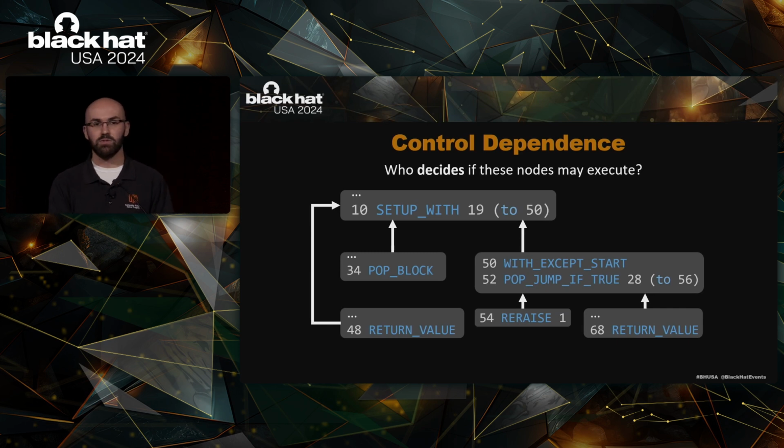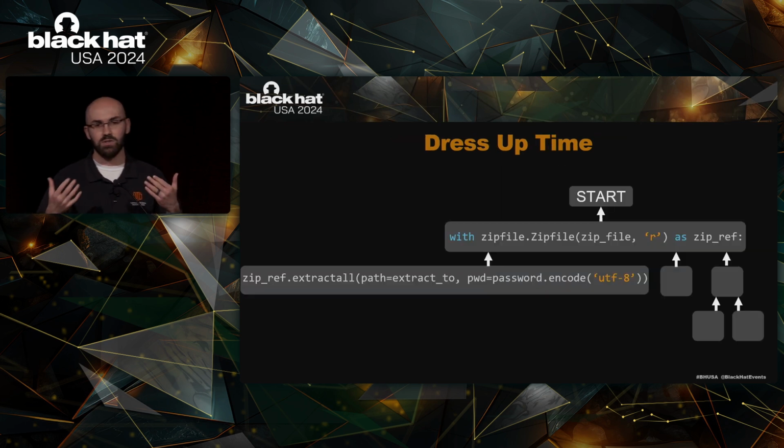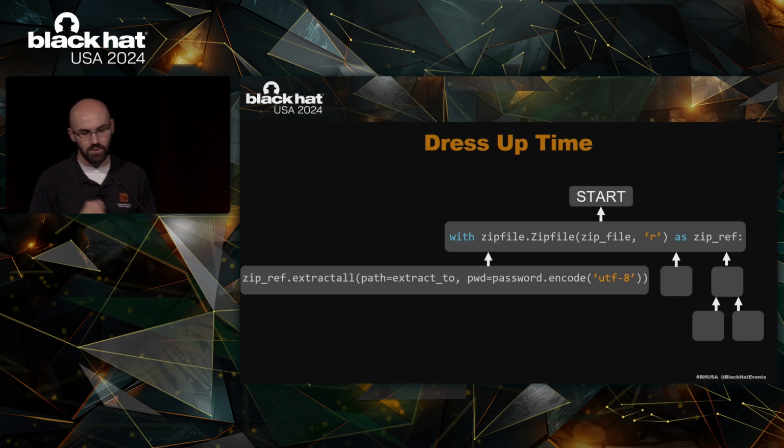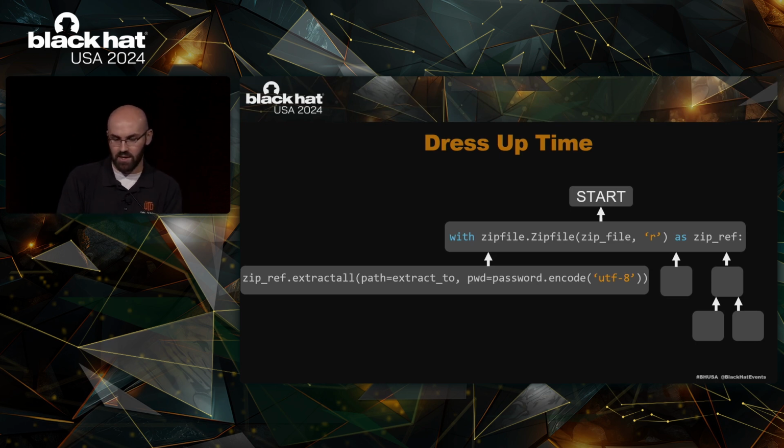Now, let's play a little bit of dress up. I'm going to change the shape of this graph, but it's going to still be the same graph, I promise. And we're going to annotate each node with the source code that is associated with that node. And this is starting to look a lot more like what we saw originally. And you'll notice that some of these nodes are even implicit with no source code directly associated with them.